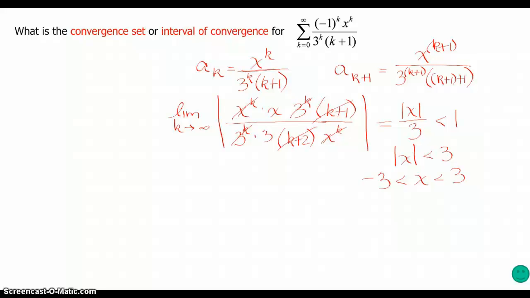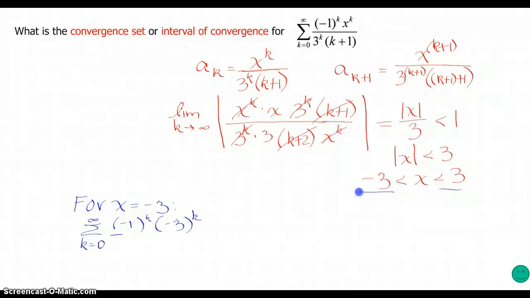It won't take us long to finish this example. We're to the point where we need to check the endpoints. So let's do that. For x equal -3, we're going to wind up with the sum from k equals 0 to infinity of (-1)^k times (-3)^k, plugging -3 in for x, over 3^k times (k plus 1).